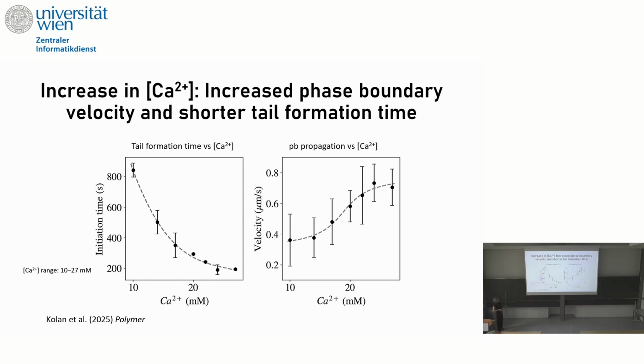We wanted to see how calcium concentration affects the phase boundary propagation, and also how much time it takes for the tail to form. We saw that as we increased the calcium concentration, in the range of 10 to 27 millimolar, the velocity increased monotonically, however, with a large variability. The tail was also formed faster for the higher calcium concentration, and at a calcium concentration of 6 millimolar, we didn't see a phase boundary at all. So it was kind of a threshold.